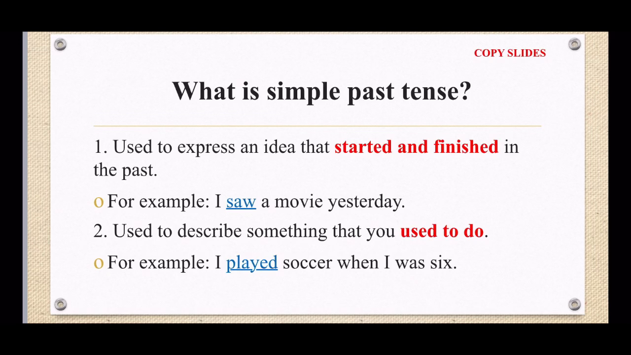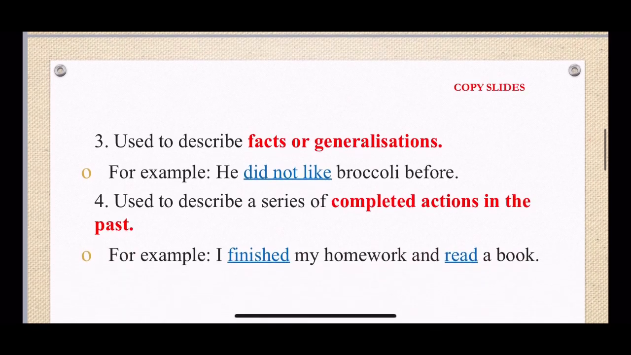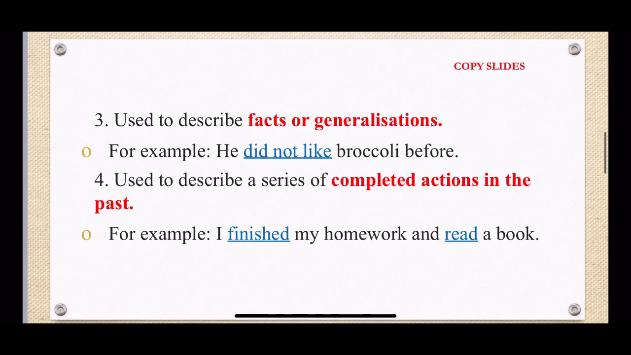Number two, it's used to describe something that you used to do. For example, I played soccer when I was 6. Once again, our underlined word is played, right? Which is in the past tense, and it tells us that you played already. So it tells us something that you used to do. Please remember to copy the slide. Okay, so let's look at number 3.